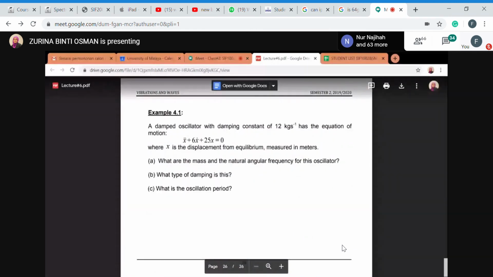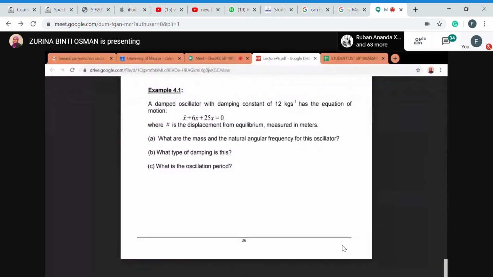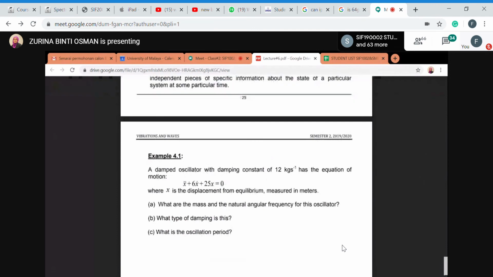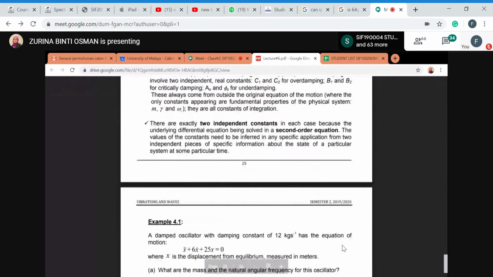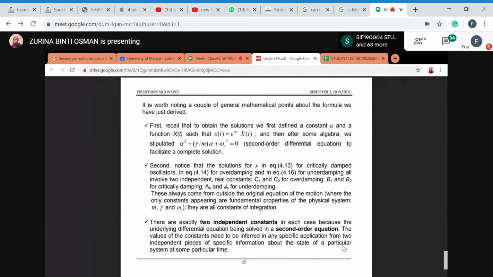As usual, the example here is without the solution, but we're going to discuss the solution for this. It's a bit different because we do it online. Normally we discuss the solution in the class, but we have to get used to the new normal now. Okay, the conclusion for this topic.